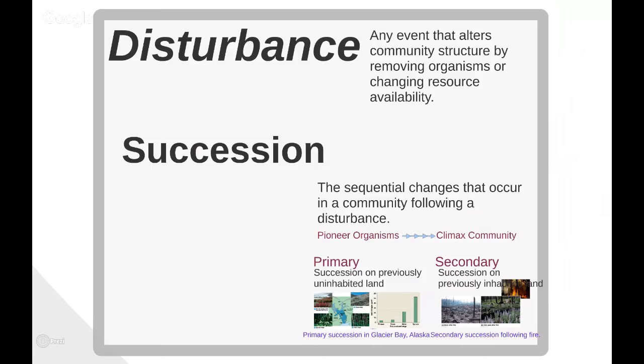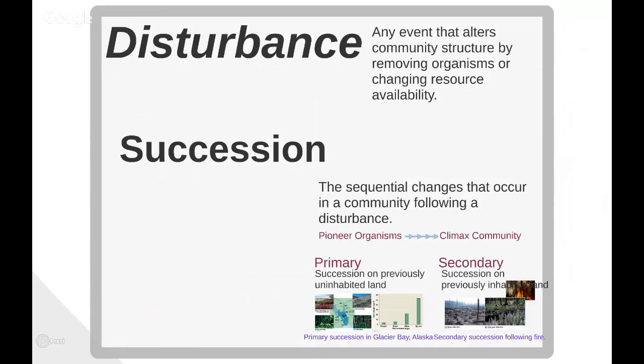Succession would be either primary or secondary, going from pioneer organisms to climax community. But basically, based on the availability of soil will depend on the speed at which succession takes place. Again, primary succession is on previously uninhabited land, or land that has lost its soil due to glaciation or something along those lines, whereas secondary succession is on previously inhabited land, land that has soil present, which allows it to be much faster.